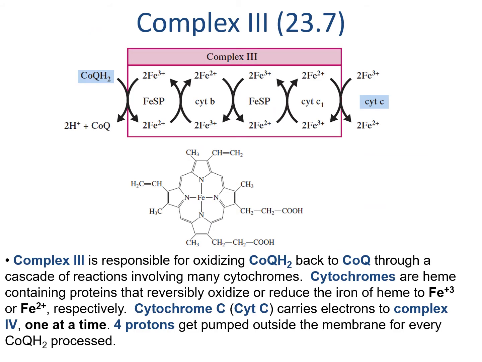At complex 3, we have another cascade of reductions, bringing electrons from CoQH2 and restoring CoQ by moving those electrons eventually to 2 cytochrome C molecules. Cytochrome C is a heme-based protein that handles electrons by converting iron at the center of a heme from +3 charge to +2 charge. Since each reduction only handles a single electron, 2 cytochrome Cs are produced for every CoQH2. This complex is able to pump 4 protons for each CoQH2 that reacts.